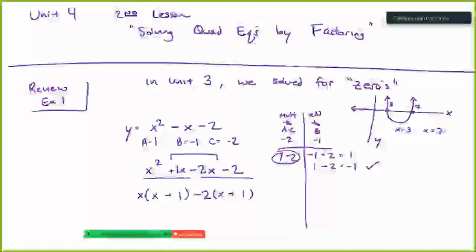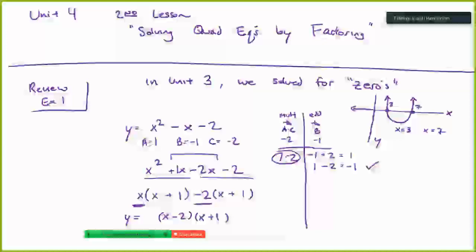Then our final step is factoring out the parentheses. The parentheses match, x plus 1, x plus 1. So we imagine if you pulled that out, what's left over? X minus 2. So here we go. We have x minus 2 left over, and we pulled out our x plus 1. We just factored the quadratic.